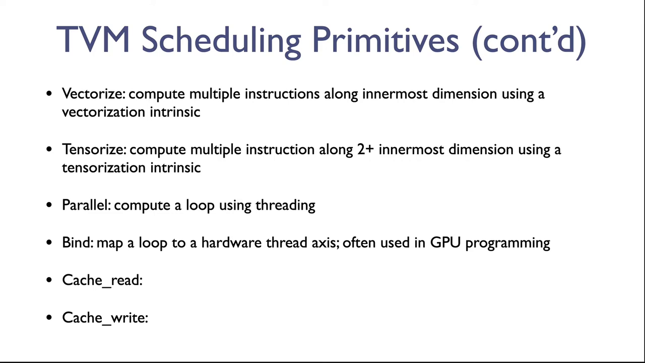Vectorize computes multiple instructions along the innermost dimension using a vectorization intrinsic. Tensorize computes multiple instructions along the two-plus innermost dimensions using a tensorization intrinsic. And parallel computes a loop using threading. Bind will map a loop to a hardware thread axis, and this is often used in GPU programs. And you can also do cache reads and cache writes.